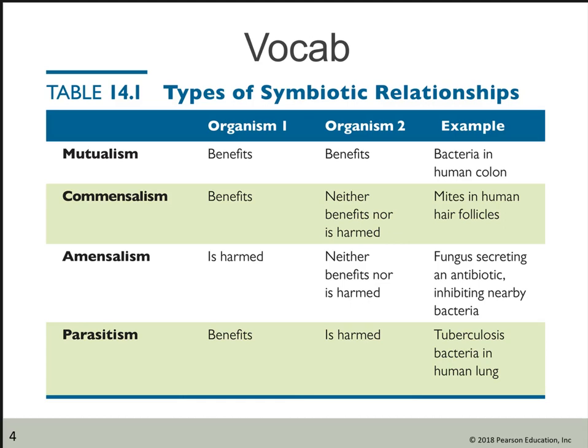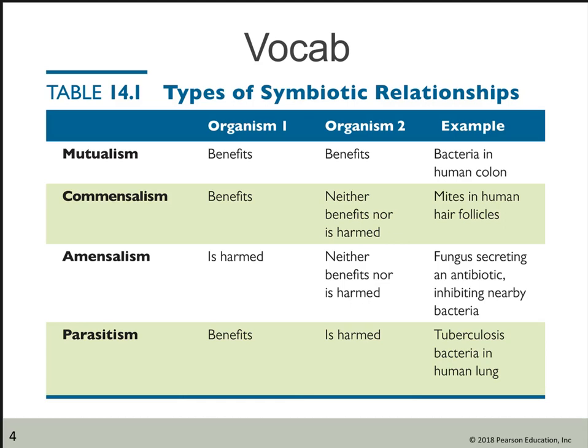A little bit of vocabulary to start out. These are different types of symbiotic relationships as the book defines them. We have mutualism, in which both the first organism and the second organism, so here you can think of the microbe and its host, benefit. An example of this is bacteria in the human colon, where the microbes are able to gain nutrients and protection from the environment by living within our colon, and we're able to benefit from the nutrients that that microbe may provide for us, or protection from pathogens.